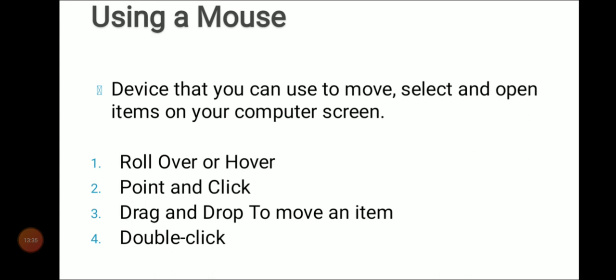Second, point and click. I am taking my mouse on any icon, pointing at it and then clicking. Left click means I am selecting that one. Next one is drag and drop. With the mouse you can move the icon or item of your computer by left click. First select that one and then drag it to the new location. Next one is double click. Double click to open any specific item or icon. First select that one and double click on that one.